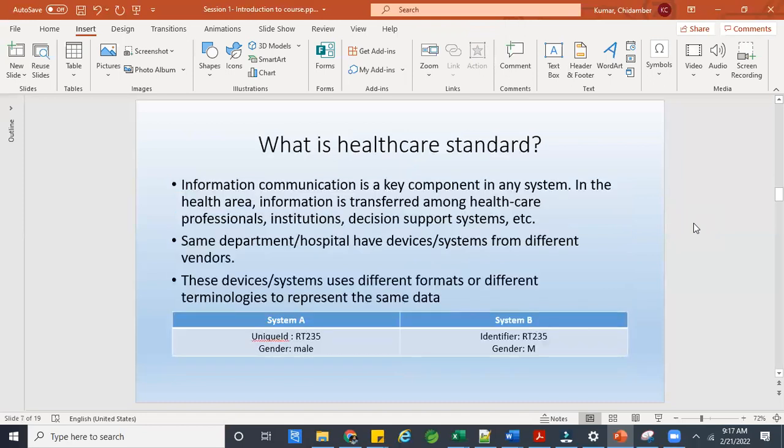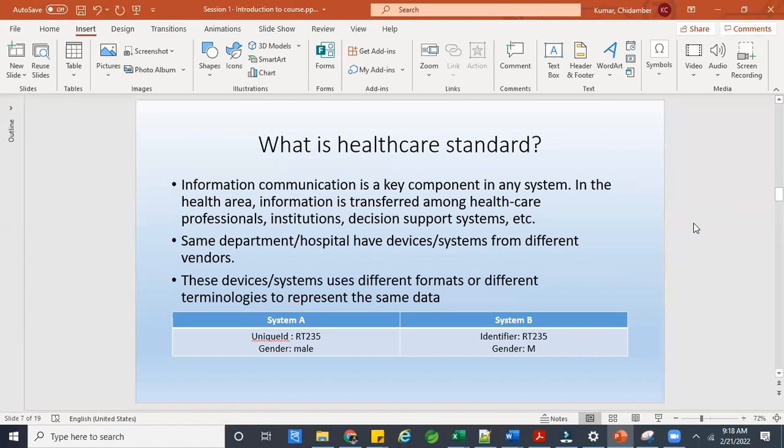Information communication is a key component in any system. By this, what we mean is that when we see a healthcare system, there are different systems and different departments that communicate with each other. For example, there is an administrative department that registers a particular patient. Then there are general practitioners who attend to a particular patient and forward the patient according to the state of the patient. Then there is the lab department where ultrasound scans, CT scans, MRI scans, or other lab tests happen.